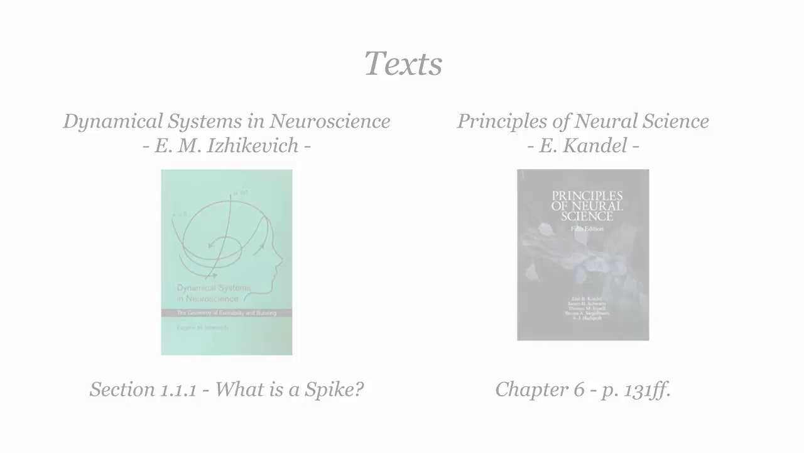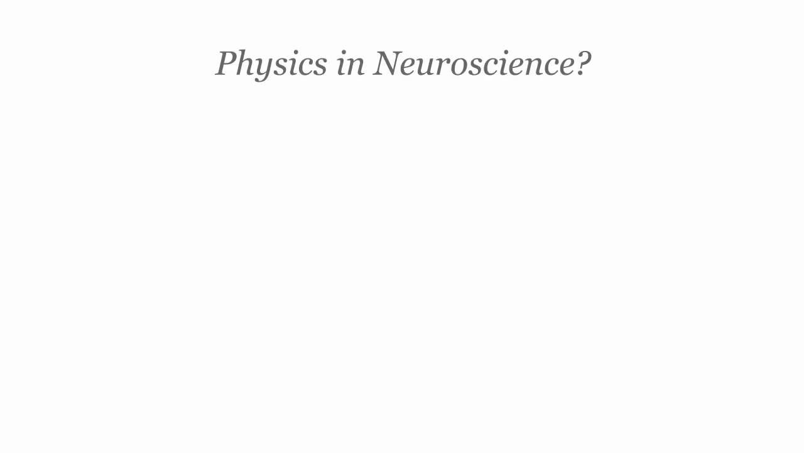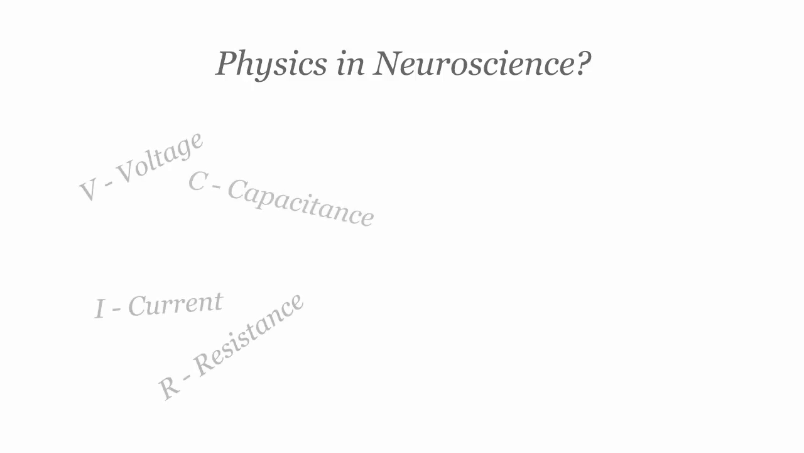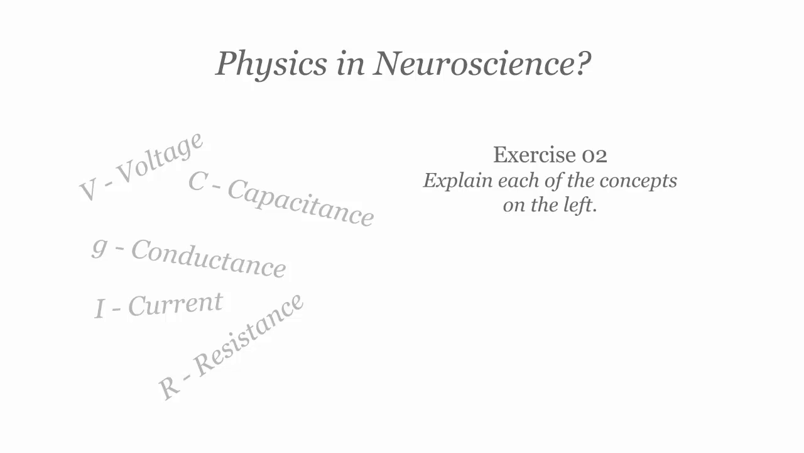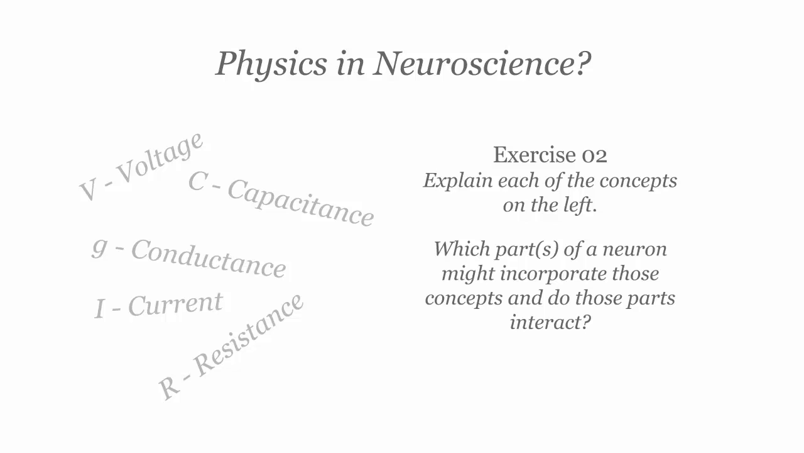Okay, let's move on to the second exercise of this video. In your explanation of spike generation, you probably used concepts which are traditionally used in physics and electrical engineering. But what exactly is the idea behind each of them? Try to explain all of those concepts. Make sure that you have an idea about how each of those concepts might be incorporated by parts of a nerve cell. Which part of a neuron is the capacitor and why? What is affecting the resistance or the capacitance when you're talking about a neuron? Okay, enough talk.